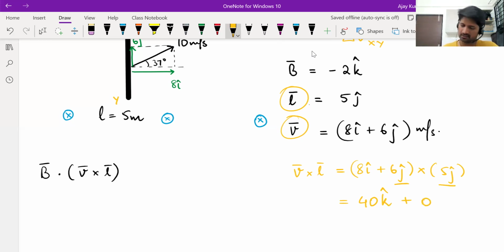If you take cross product, it will be 0. Both vectors are in the j cap direction. Their cross product will be 0. So V cross L, the cross product, is 40 k cap.